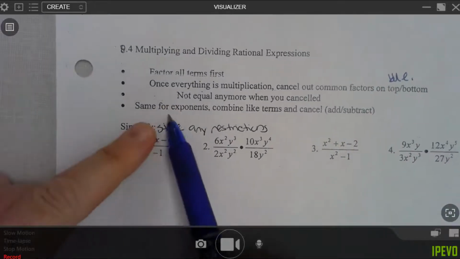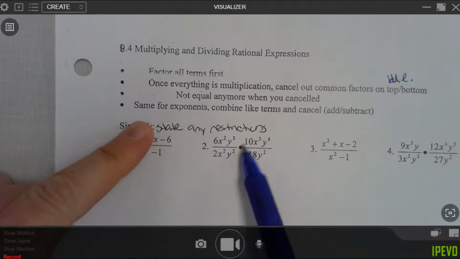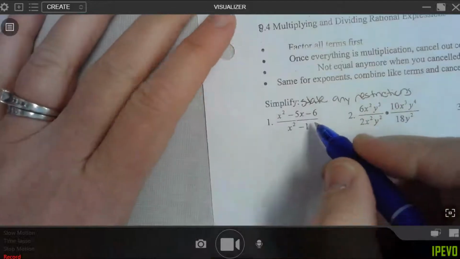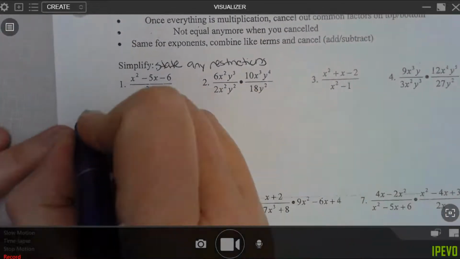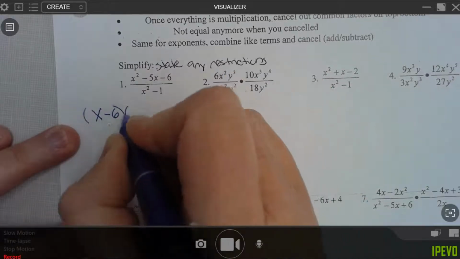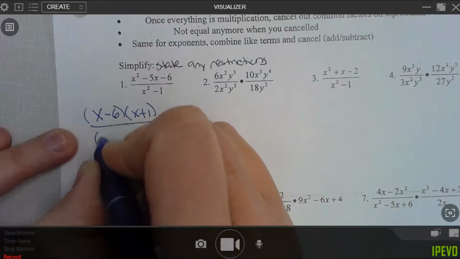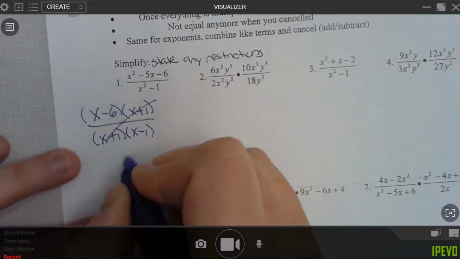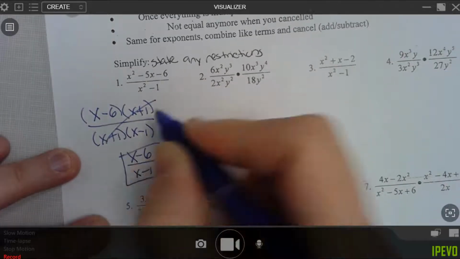For the exponents, remember you add exponents when you're going across and you subtract when you're dividing. We'll state the restrictions in a second. So number one, I'm just going to factor my top and bottom. All right, so I get factor, so -6 to get a +5, or I mean -5. Factor your bottom. Those cancel. So my answer is x minus 6 over x minus 1. We'll come back to the restrictions.